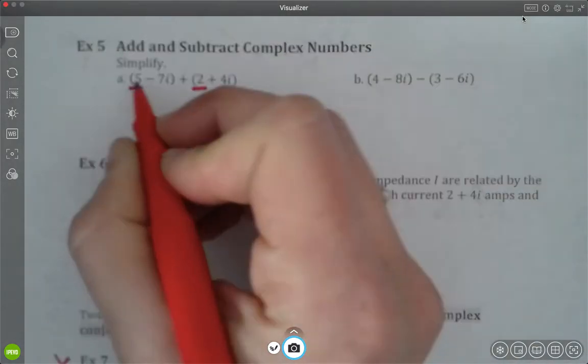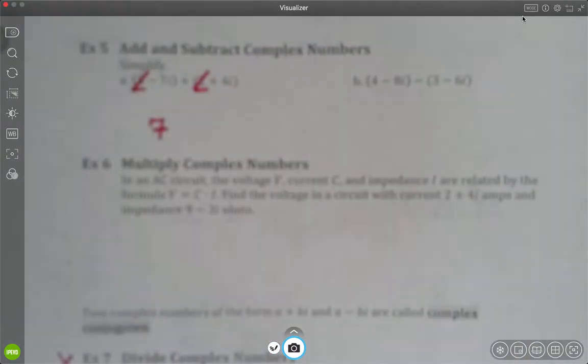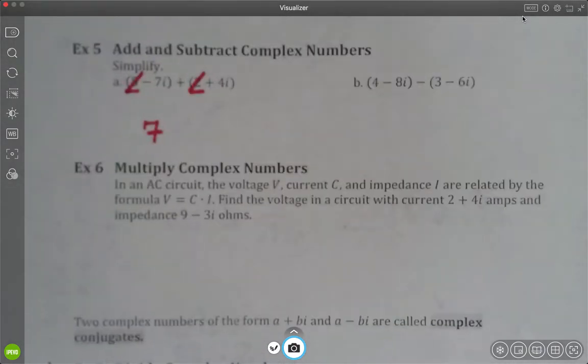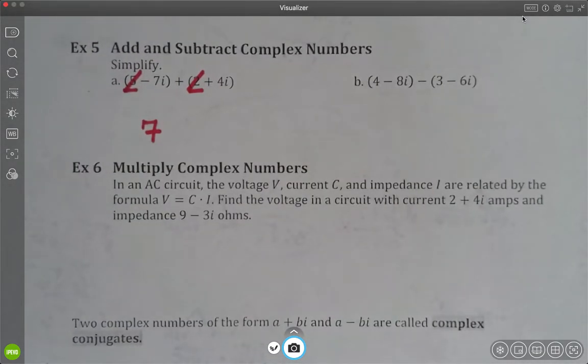And now those are done. 5 plus 2 is 7. 7. Sorry, I don't know what's going on with it. I don't know why it's doing that. Okay, there he goes. We're just really delayed right now.